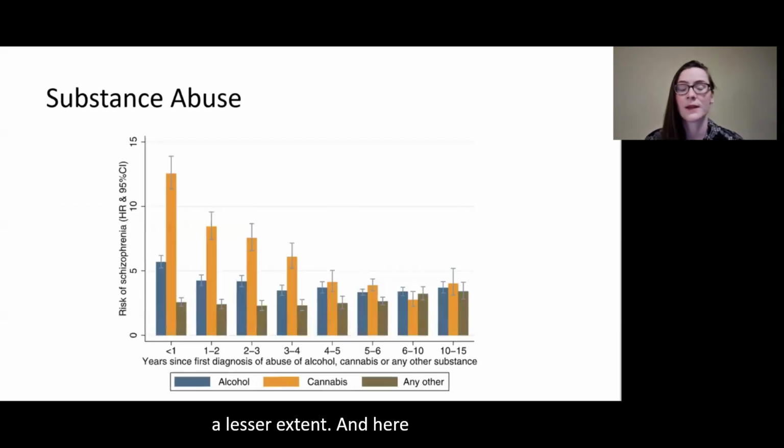And here you can actually see that the risk of being diagnosed with schizophrenia is strongest within a year after being diagnosed with substance abuse, especially cannabis abuse, which is the orange block. And the risk decreases in the subsequent years, but remains significant even after 10 to 15 years.